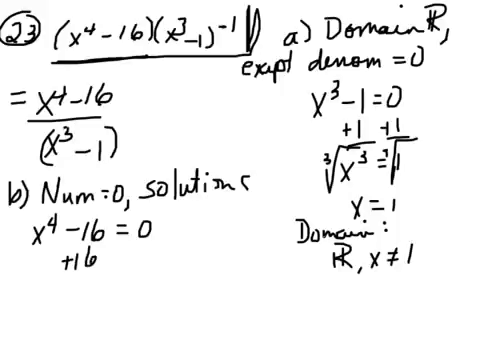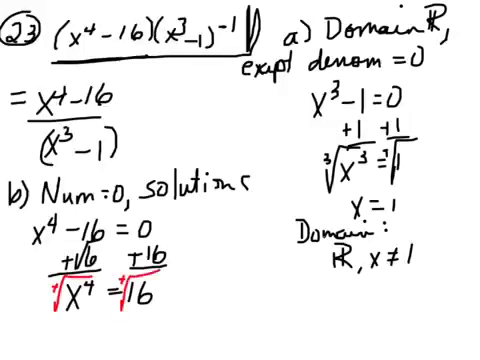I could factor it, or I could do this. What if I just added 16 to both sides? I could solve using roots here. X to the 4th is 16. Now, what I can do is take the 4th root of both sides. Again, I could have factored, but I'm just going to show you a faster way to do it.